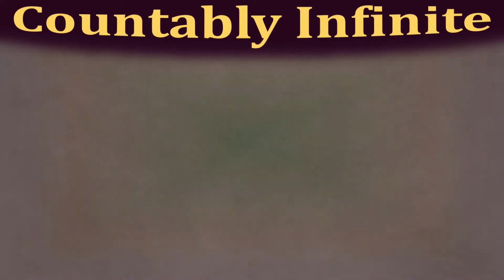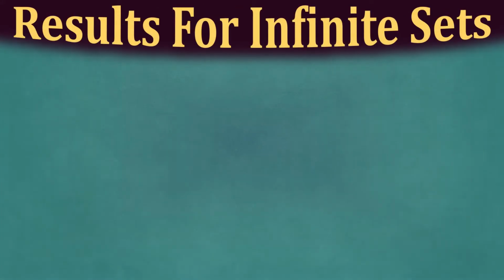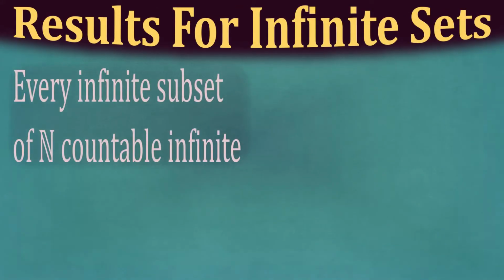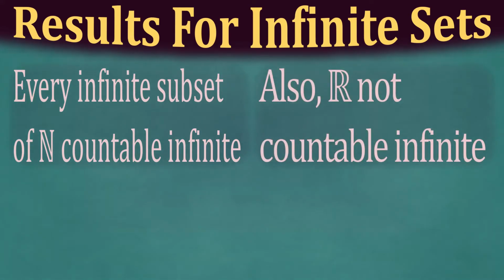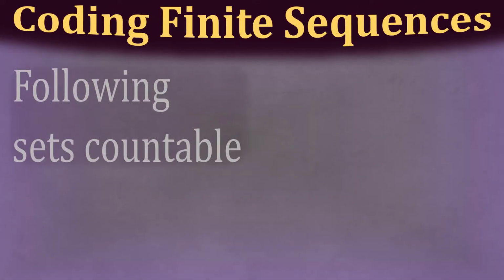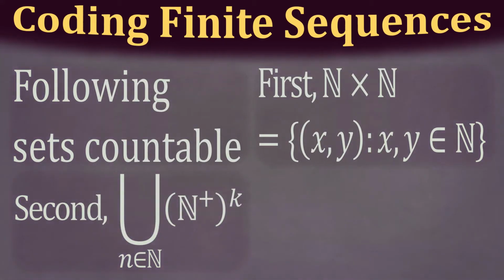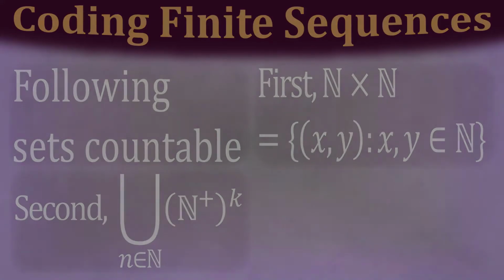Now, let's move on to defining countably infinite. A set X is countably infinite, or countable, or denumerable, if and only if there is a bijection f from the naturals to X. Hence, let's give a result for infinite sets. Every infinite subset of the naturals is countably infinite. Also, the real numbers are not countably infinite. Now, let's discuss coding finite sequences. The following sets are countable. First, the naturals times the naturals, or the set of all (x, y), where x and y are in the naturals. Second, the union over all k in the naturals of the positive naturals to the k.